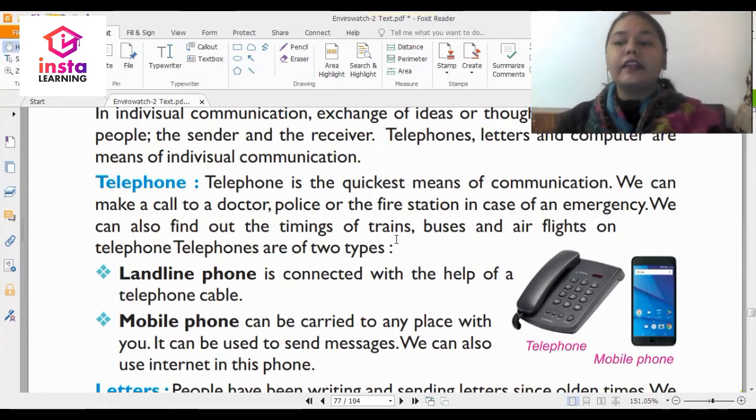And then it says telephones are of two types. One is a landline phone. So you can see this is a landline phone. And of course, even when landline phones developed, you also had cordless phones. So this phone that I'm holding in my hand is a landline phone and it's a cordless phone. All right. Why cordless? Because it doesn't have any wire attached to it.